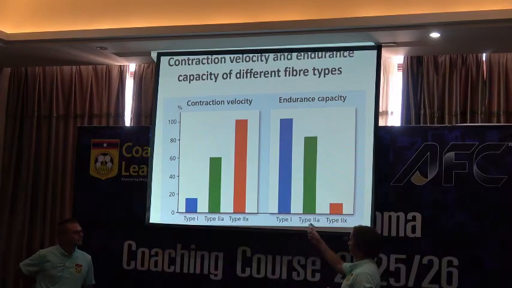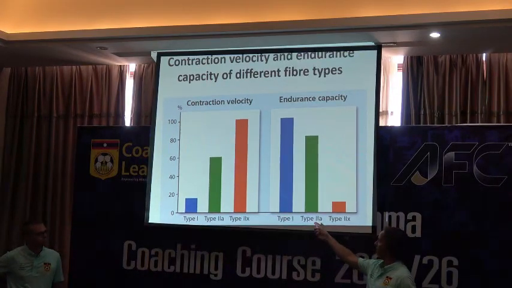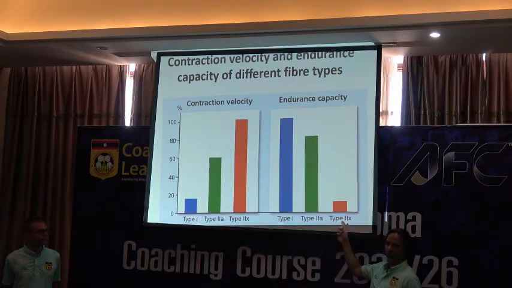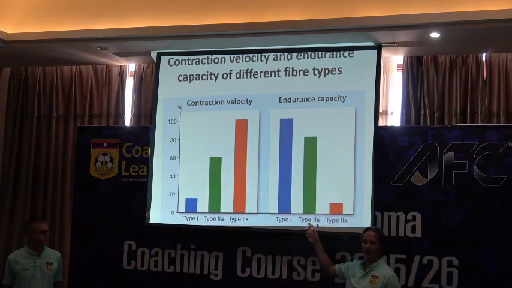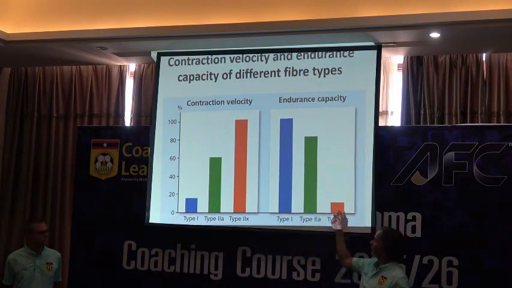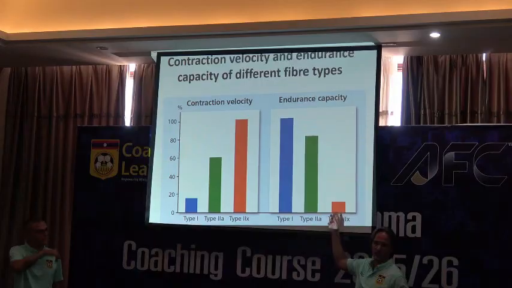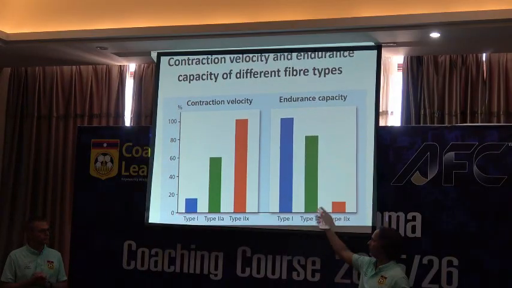But the difference between the fast twitch A and the X, this is something you can change. If you have a very high training volume, you will train these away. You will close these, and they will become these.